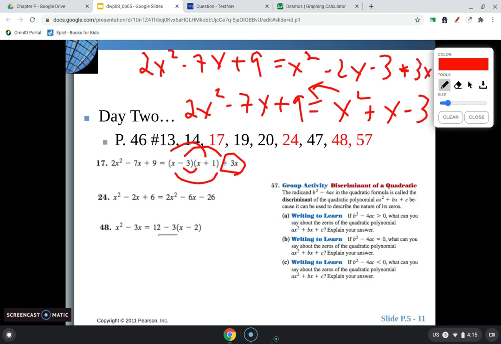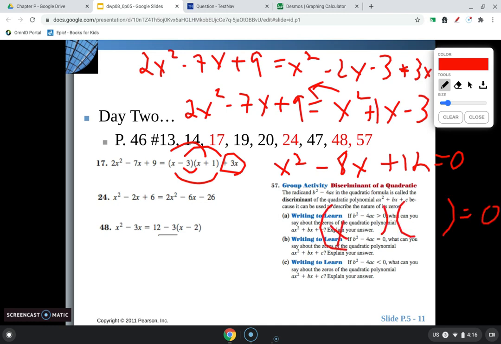Now I'm going to move this one over to that side. 2x squared minus x squared is x squared. Minus 7x minus 1x is minus 8x. And 9 plus 3 is 12 equals 0. I think we can factor that. x minus 6, x minus 2. So 6 and 2 would be your answers.